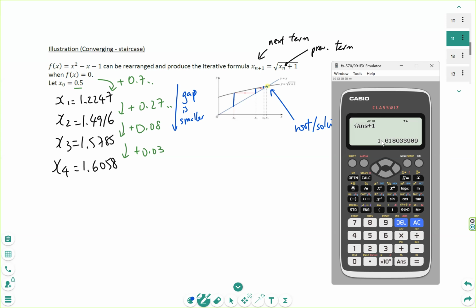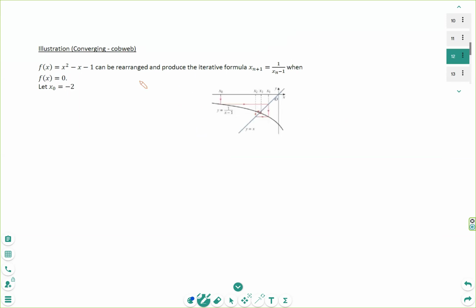If you use a very, very powerful calculator, I don't know where you can get it from, you get more and more digits going on and on. So it gives you a more and more accurate result each time, right? So that's that case. What about Cobweb? Okay, let's have a look at this one.